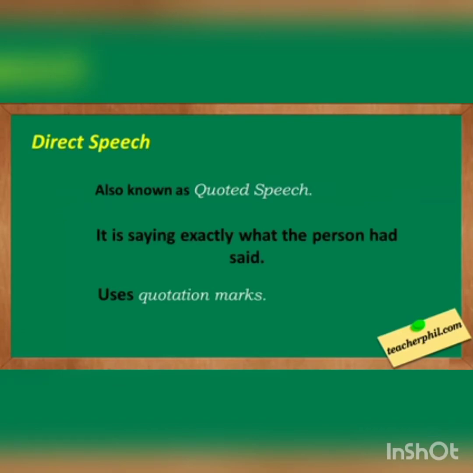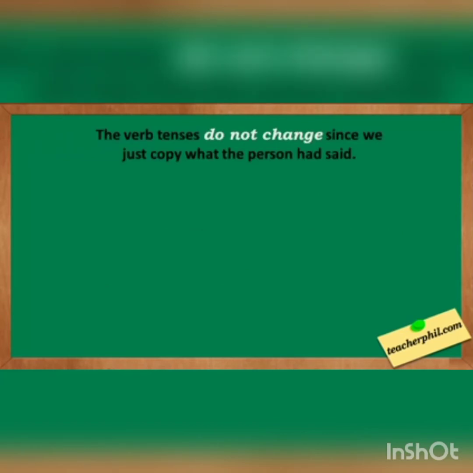Direct speech is also known as quoted speech. It is saying exactly what the person had said. Direct speech uses quotation marks. In direct speech, the verb tenses do not change since we just copy what the person had said. Take note of the following examples.